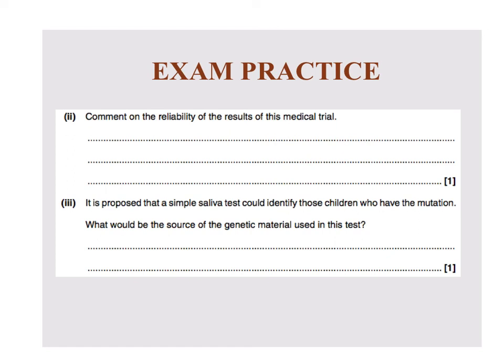And for part 3, it is proposed that a simple saliva test could identify those children who have the mutation. What would be the source of genetic material used in this test? So it's a saliva test. What would be the source of genetic material in saliva that they could use to test? So again, that's 1 mark, maybe a minute, 2 minutes. You might want to spend a little bit more time thinking about that one.